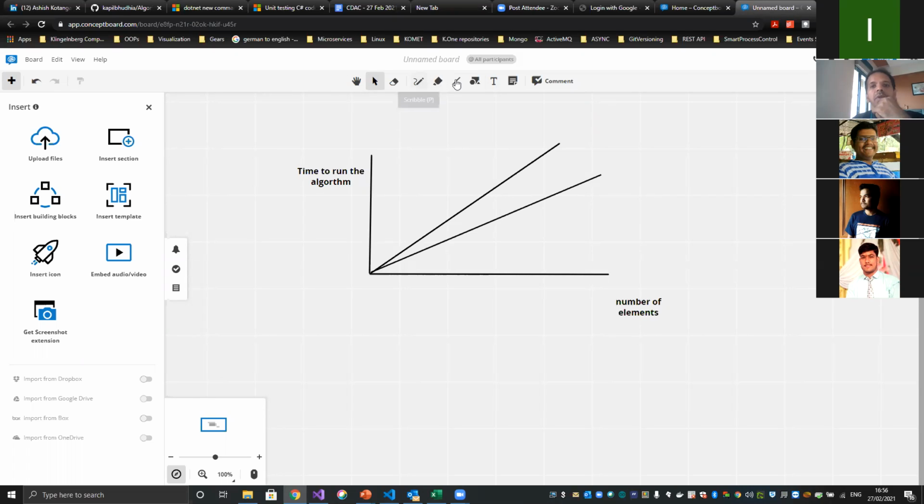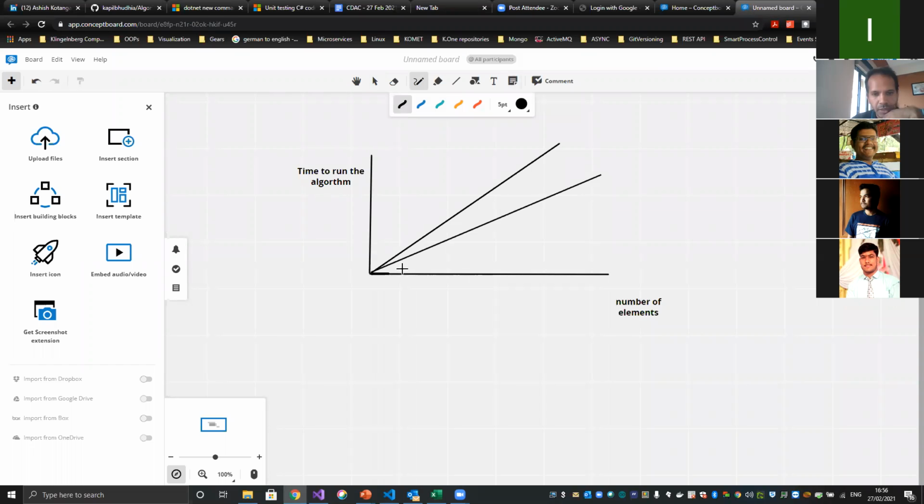Okay, I'll try my best. Shapes. Nope. Don't need that. Let's do freehand. Let's see what happens.